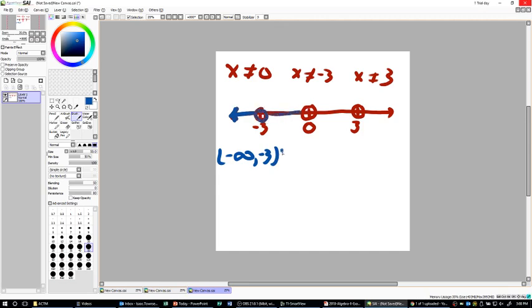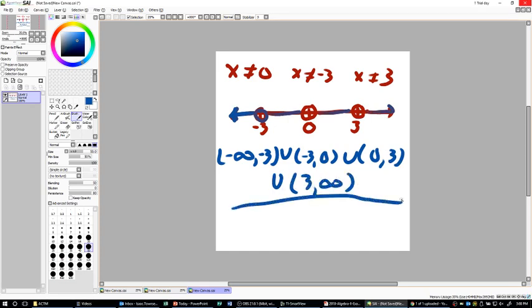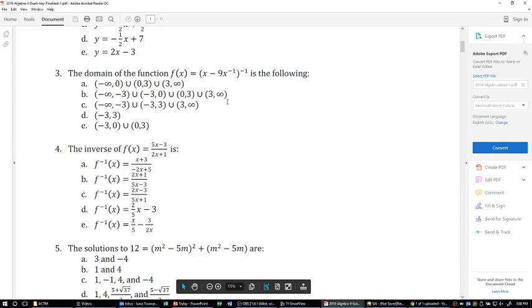And all of these numbers, negative 3 to 0. And all of these numbers. And all of these. 3 up. So that is the correct answer, and that was choice B.